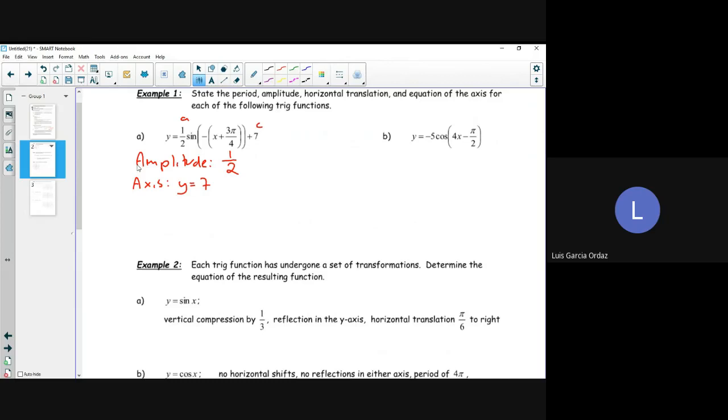Do we have any horizontal translations? Look in the bracket. A reflection in x-axis or y-axis. We have a reflection in the y-axis. But what about our horizontal translation left or right? Reflection on y-axis, and we have a horizontal translation of 3 pi over 4 units to the left.